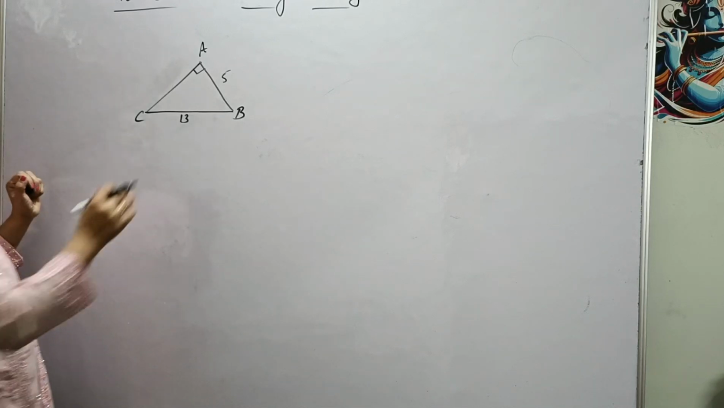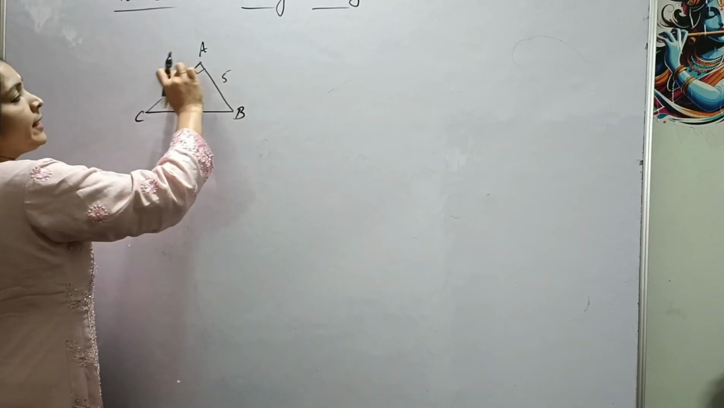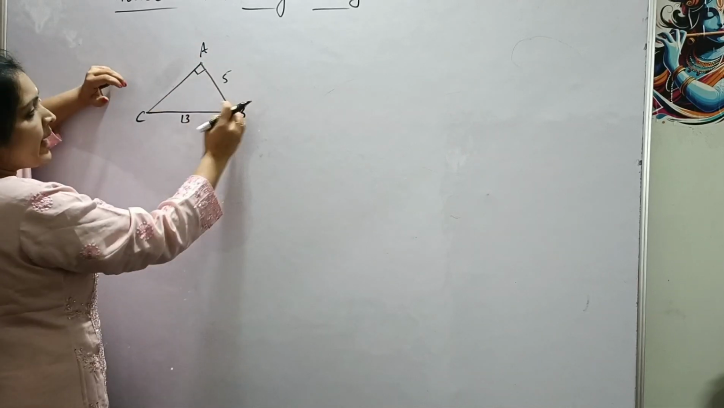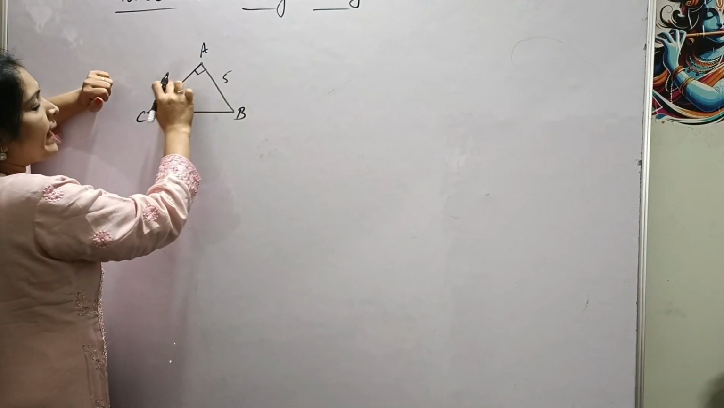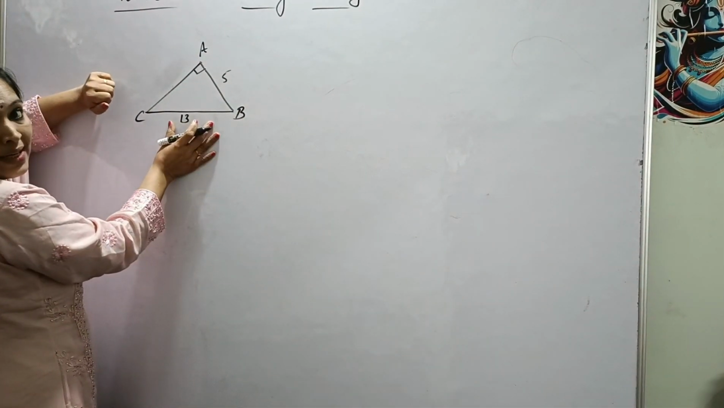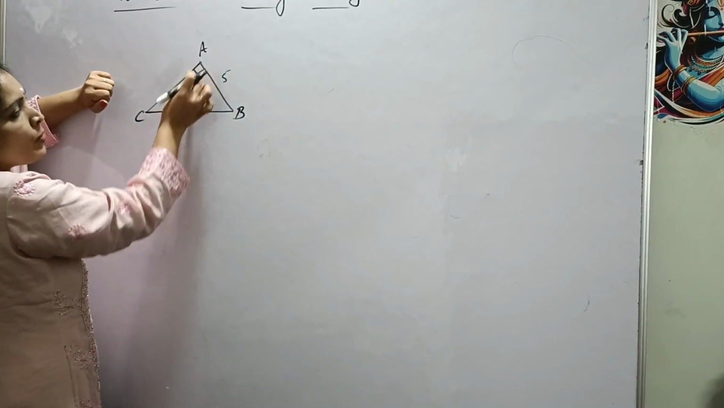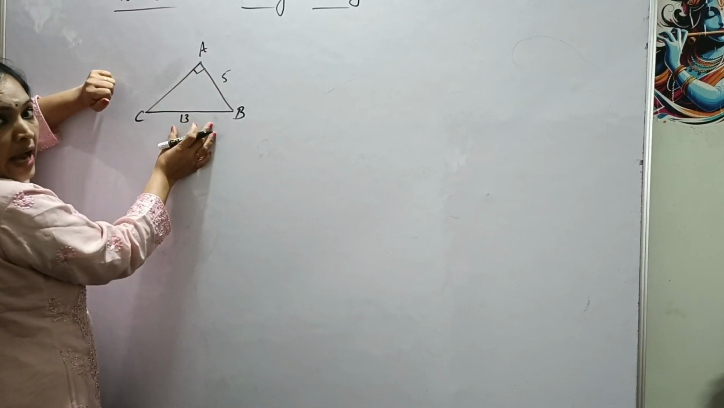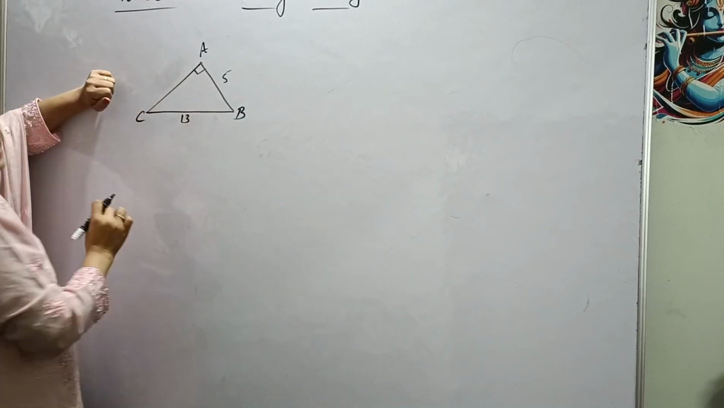Before that, let's find the measure of this side. It's a right angle triangle, right? This side is the hypotenuse, opposite the right angle. We have to find this side.